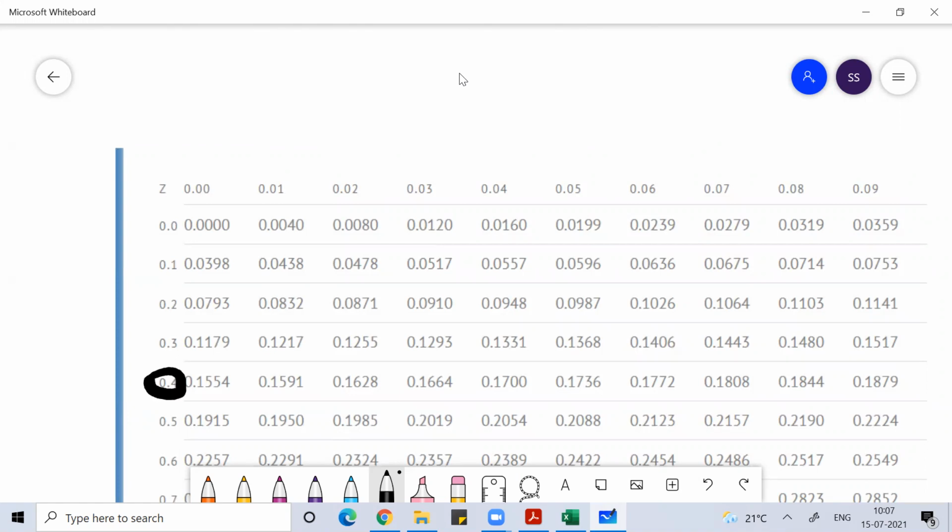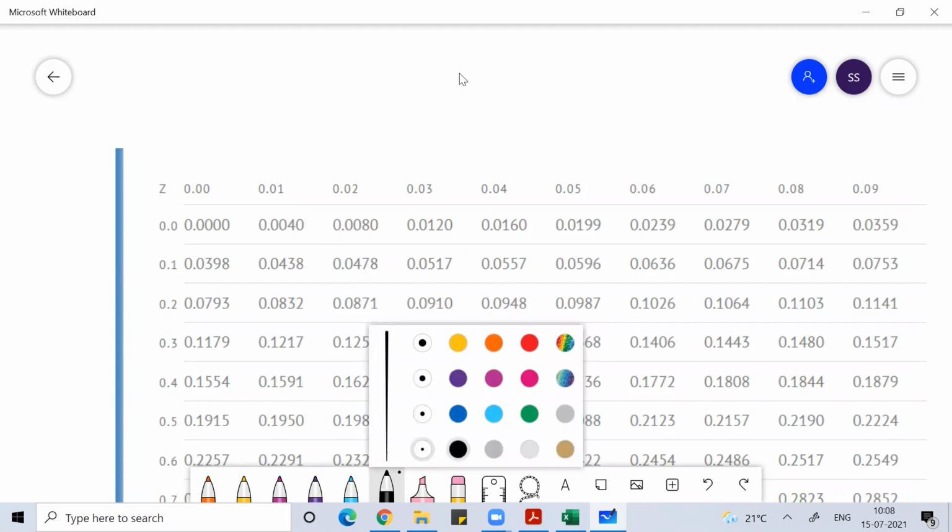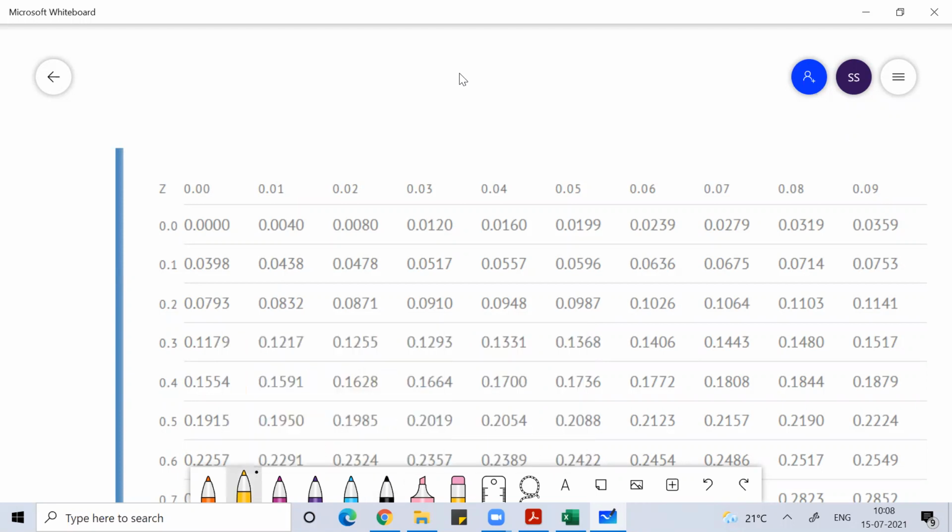This is 0.4, right? If I want to look up the 0.46 value, this is 0.4 and this is 0.06. So 0.46 means this value. Are you understanding this? This would be 0.46. Anyone, any doubt?